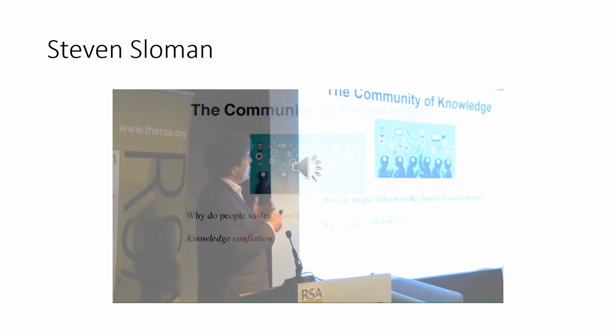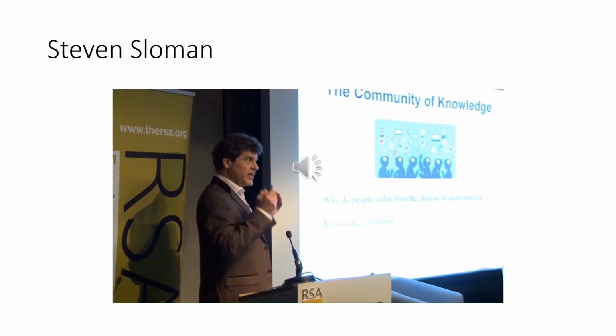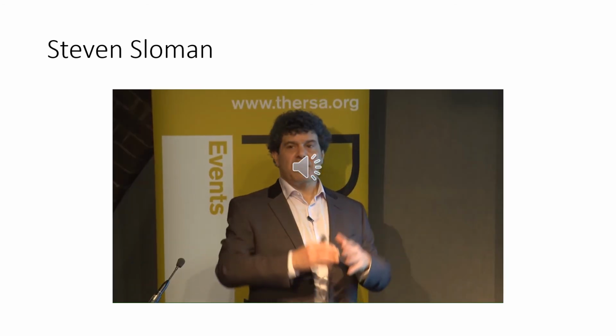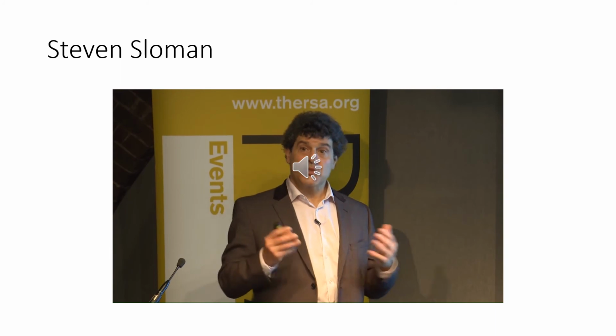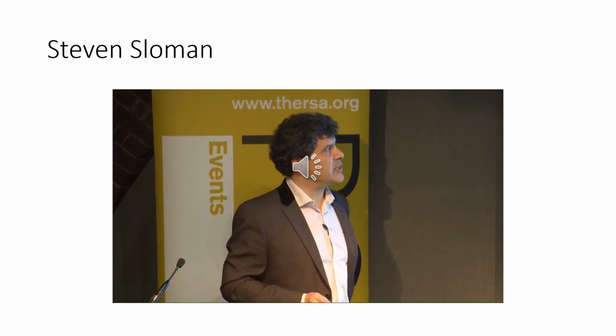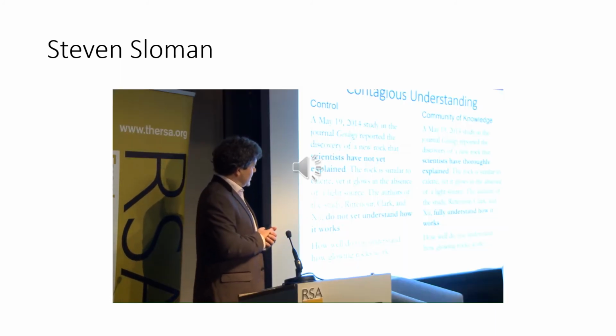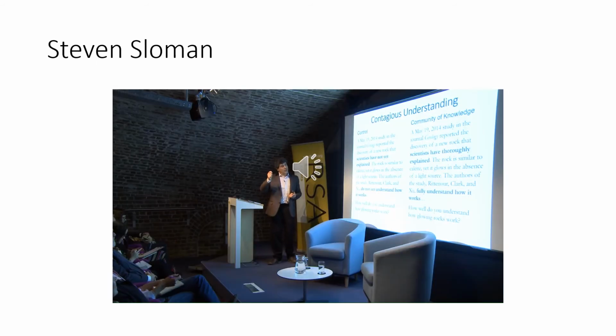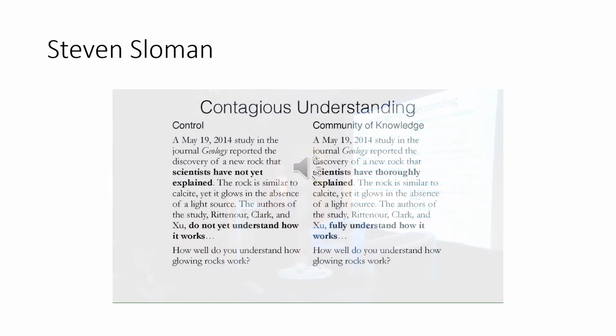And as a result, when we're thinking about the mind, instead of thinking about it as something that happens between the ears, we should think about it as something that happens within a community, because we depend on each other's knowledge to a great extent. Here's a little study I did with a student at Brown named Nat Rabb, which shows how knowing that other people understand things make us feel like we understand. So in this experiment, we invented the phenomenon of glowing rocks, and we told people that the scientists who discovered them have not yet explained them.